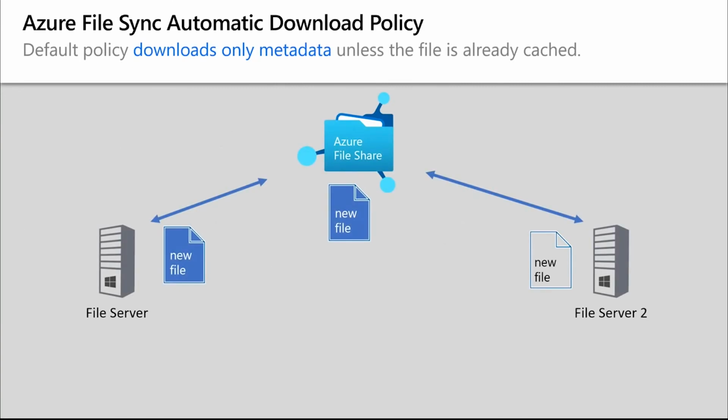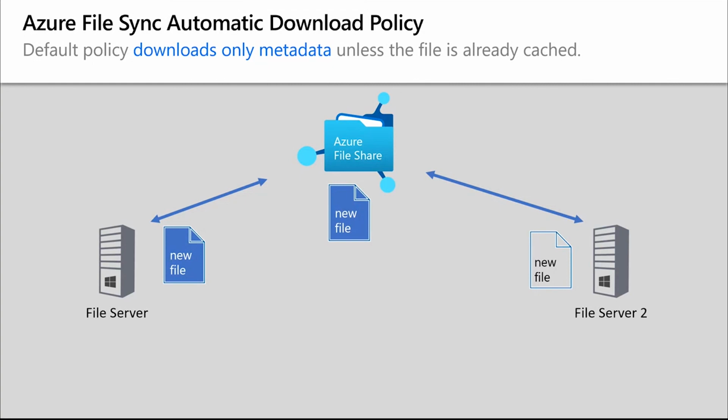All right, Azure File Sync has added an automatic download policy. So the default policy remains the same, and what that will do is any changes that you make on a file sync server are immediately synced up to the Azure File Share, but they are not proactively synced down to other file sync servers. That's because we're not sure if you need the data at the other server or not, and we don't want to use bandwidth and incur egress charges if you don't need the data.